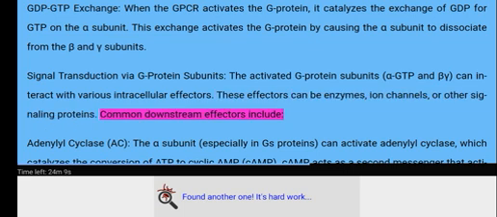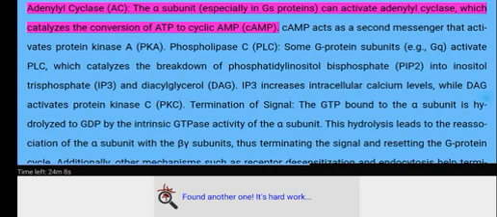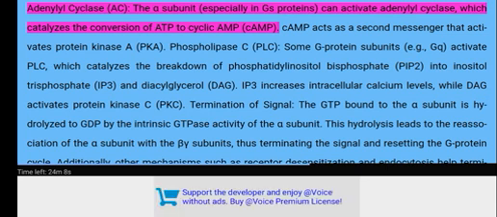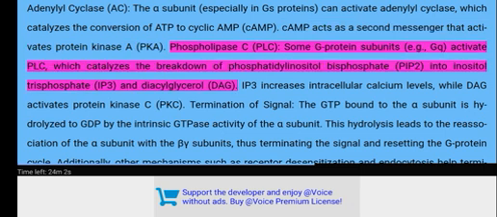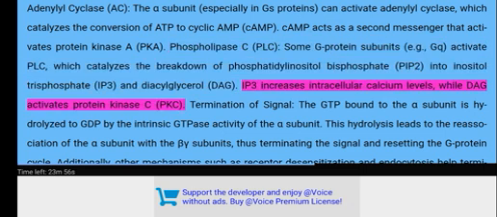Common downstream effectors include adenylyl cyclase, AC. The alpha subunit, especially in Gs proteins, can activate adenylyl cyclase, which catalyzes the conversion of ATP to cyclic AMP, cAMP. cAMP acts as a second messenger that activates protein kinase A, PKA. Phospholipase C, PLC. Some G-protein subunits, e.g., Gq, activate PLC, which catalyzes the breakdown of phosphatidylinositol bisphosphate, PIP2, into inositol trisphosphate, IP3, and diacylglycerol, DAG. IP3 increases intracellular calcium levels, while DAG activates protein kinase C, PKC.